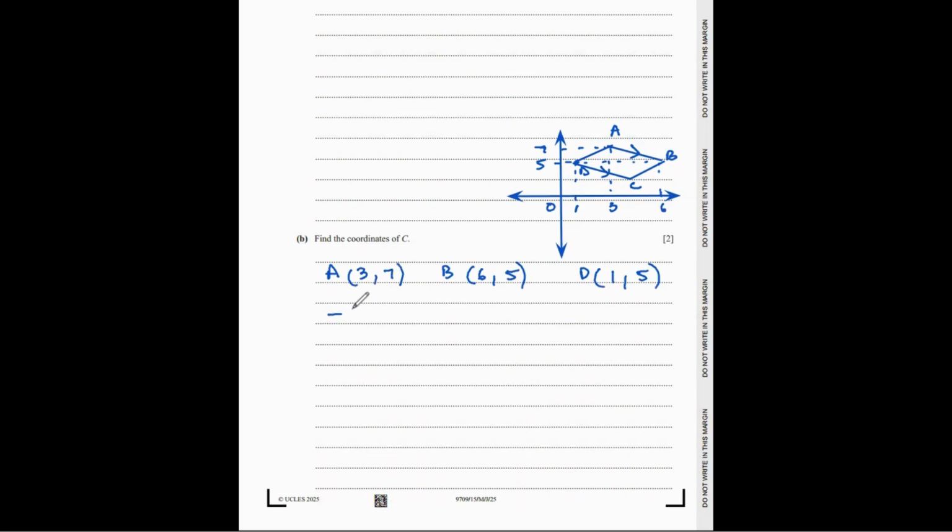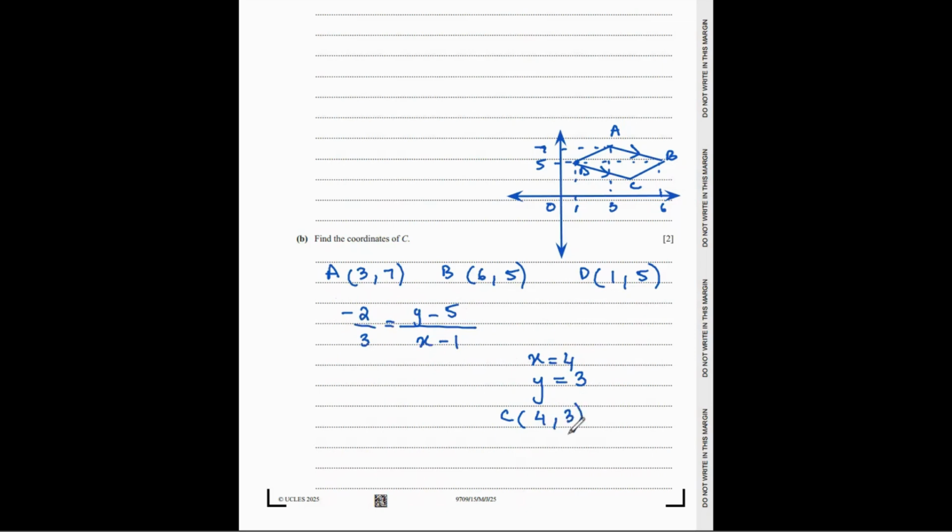So the gradient is negative 2 over 3, and DC is (y minus 5) over (x minus 1). So we know x minus 1 can equal 3 if x is equal to 4, because 4 minus 1 is 3. And for y minus 5 equal to negative 2, y has to equal 3. So the coordinates of C are (4, 3).